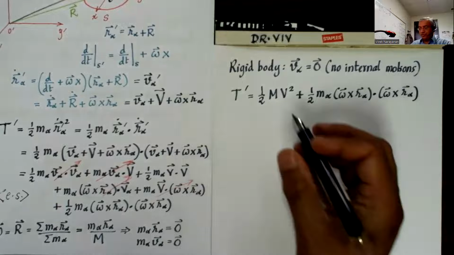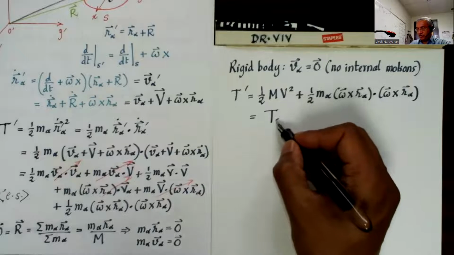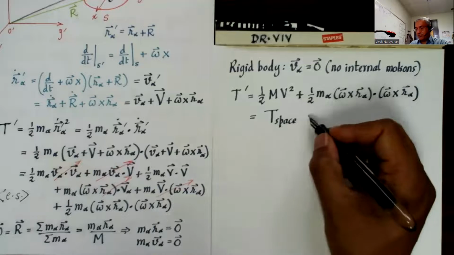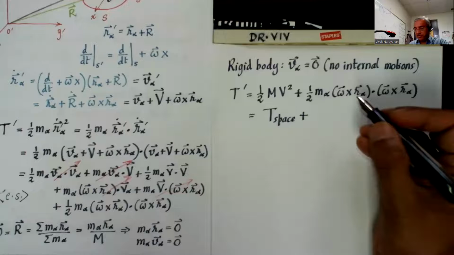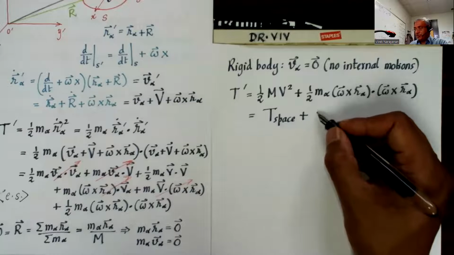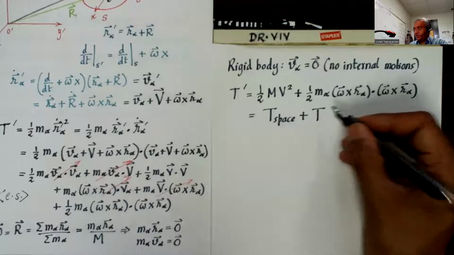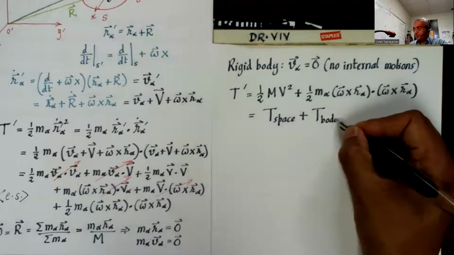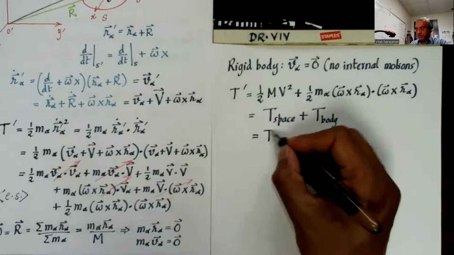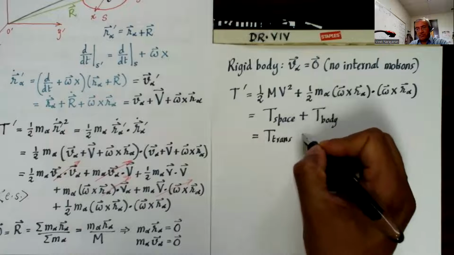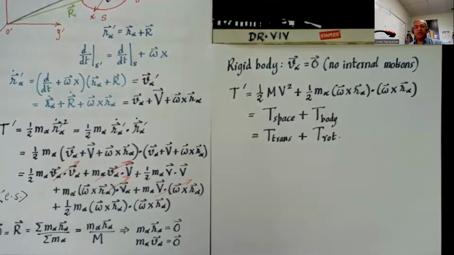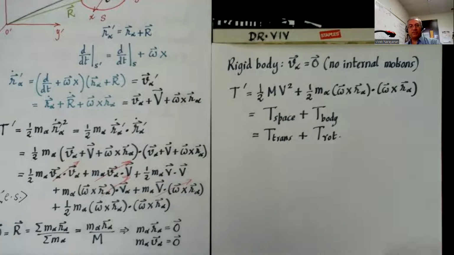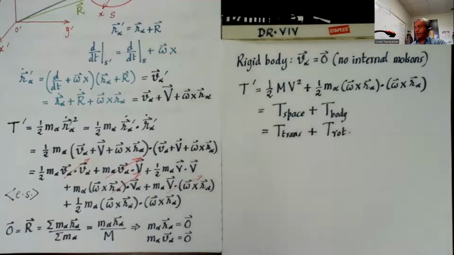And that essentially proves Chasles' theorem, because this is equal to T space, the kinetic energy of the body regarded as a center of mass object simply moving in space. That's a translational kinetic energy. And then the rotational kinetic energy, which is T body. So this is also sometimes called T translational plus T rotational. So we have proved the thing that you probably knew in elementary mechanics in the most general setting. So that's the proof of the Chasles theorem.